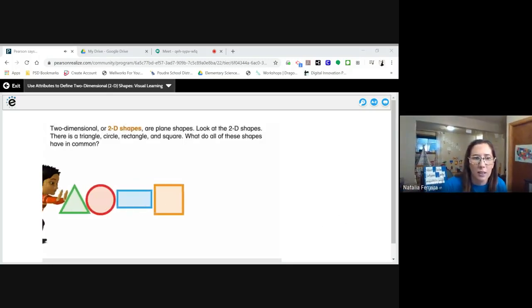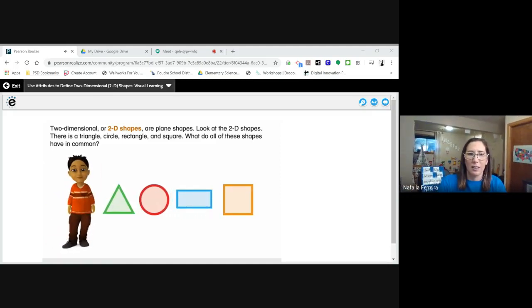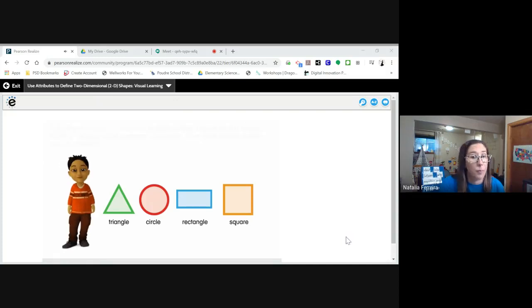Two-dimensional or 2D shapes are plane shapes. Look at the 2D shapes. There is a triangle, circle, rectangle, and square. What do all of these shapes have in common? What they have in common is that they are all flat.